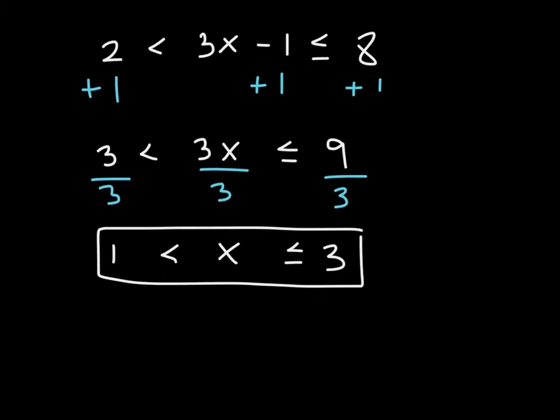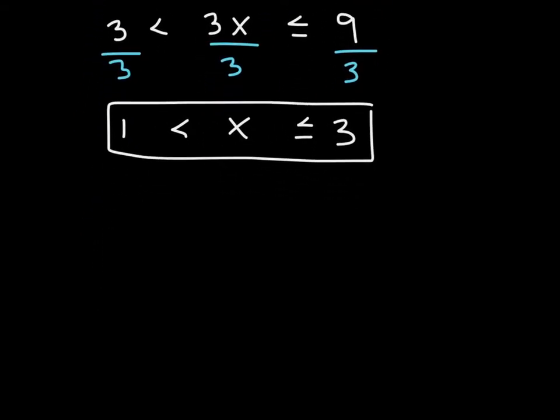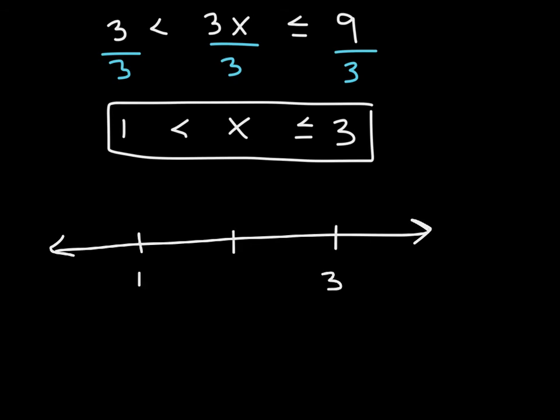The graph of this solution set would basically be all of the numbers that are between 1 and 3. If this is the number 1 and this is the number 3, all of the numbers between 1 and 3 would be the solution set. A parenthesis on 1, a bracket on 3, because this is strict while this is non-strict. This means 1 is not included, 3 is included. Interval notation would be a parenthesis at 1, a bracket at 3.